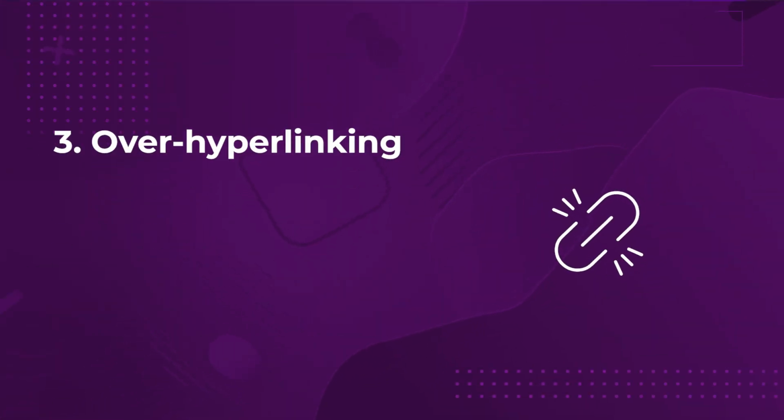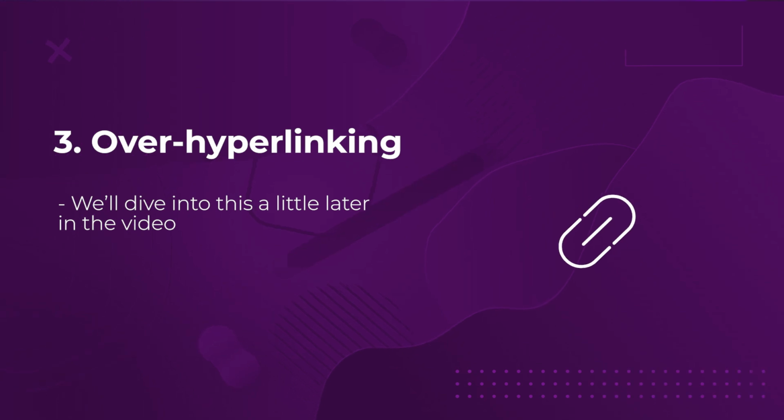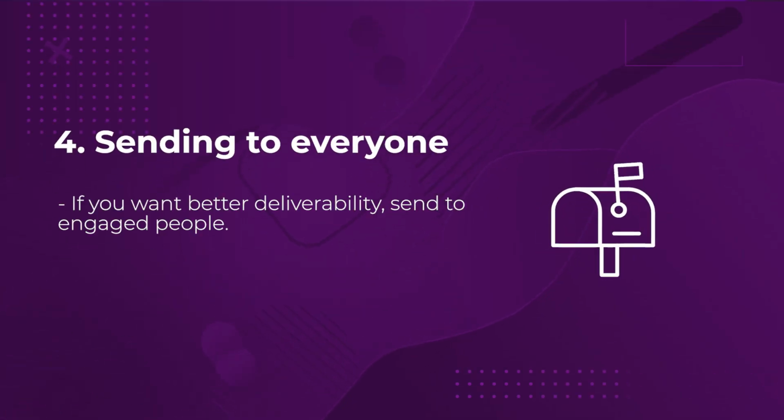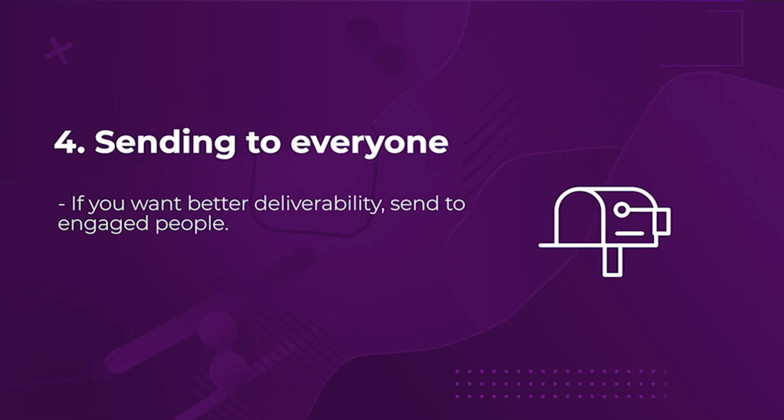Now, the third thing is over hyperlinking. We'll dive into this a little bit more later in the video, but the main thing is that a large amount of hyperlinked text can also be a red flag for inbox providers. So try to keep this to a minimum. Don't have 74 different links, have a couple. Now, the fourth pitfall is actually the biggest one, and this is sending to everyone. If you want better deliverability, send to engaged people. Now, this video is not about deliverability, so let's dive into the next piece of designing high converting emails.